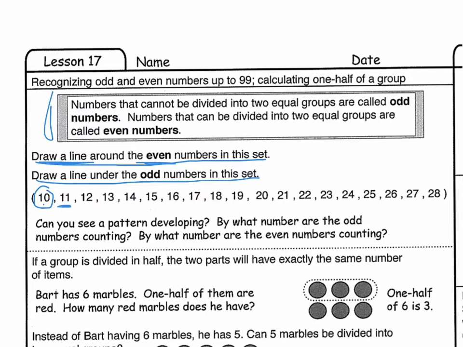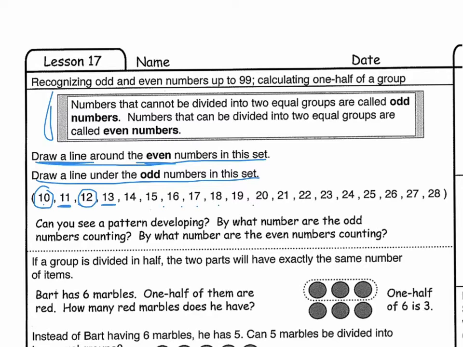12. Can 12 be divided into two equal sized groups? Yes. So is 6 and 6. So I'm going to circle that. How about 13? Is that even or odd? Well, 13 cannot be divided into two equal sized groups, so it is odd. So I'm going to underline it. Okay, pause the video and do the rest of the numbers all the way up to 28, and then turn the video back on to see if you get them right.